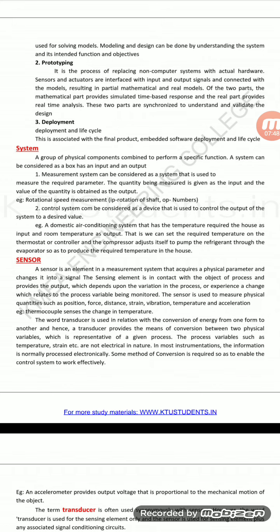Control systems can be considered as a device that is used to control the output of the system to a desired value. That means controller means control. If you have an output device, you have to control it with some extra inputs, wired or wireless communications, sensors and switch conditions. That is called a system.